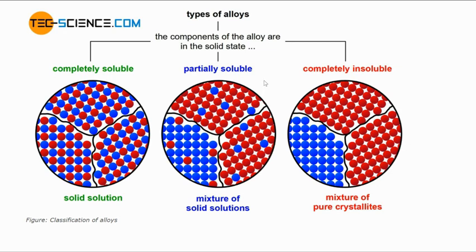And if the metals were completely insoluble in each other, it would be a mixture of pure crystallites where each grain is composed of the different metals. That's not going to happen in this podcast. We won't be looking at this because for a binary phase diagram to occur, you have to have partial solubility. So this type of crystal structure we will not be looking at further.